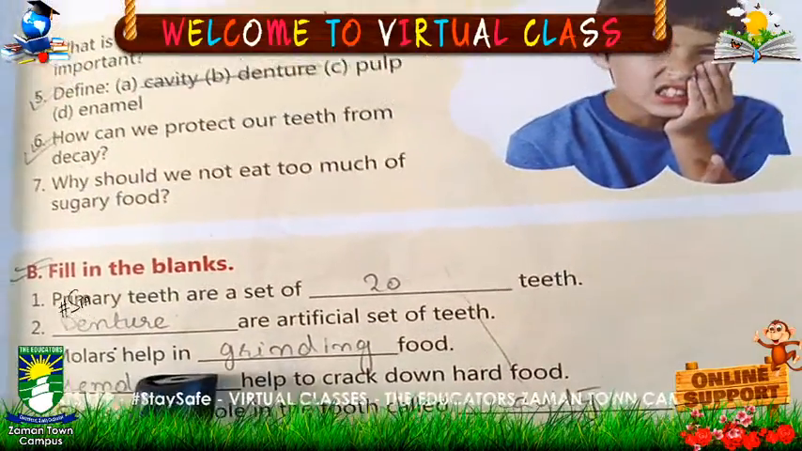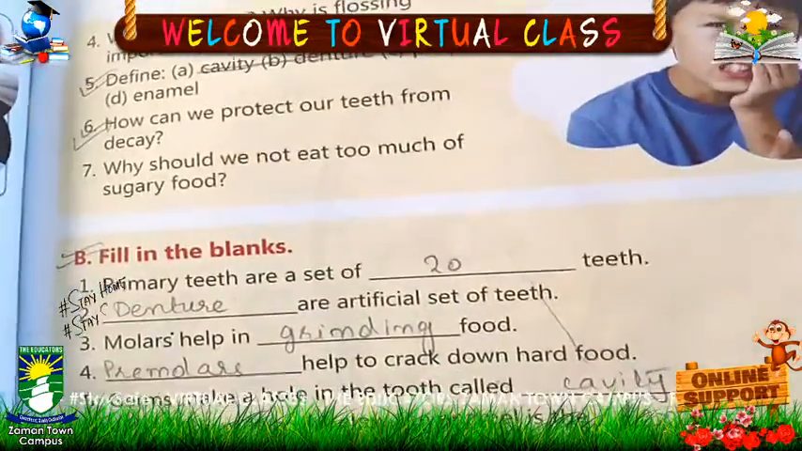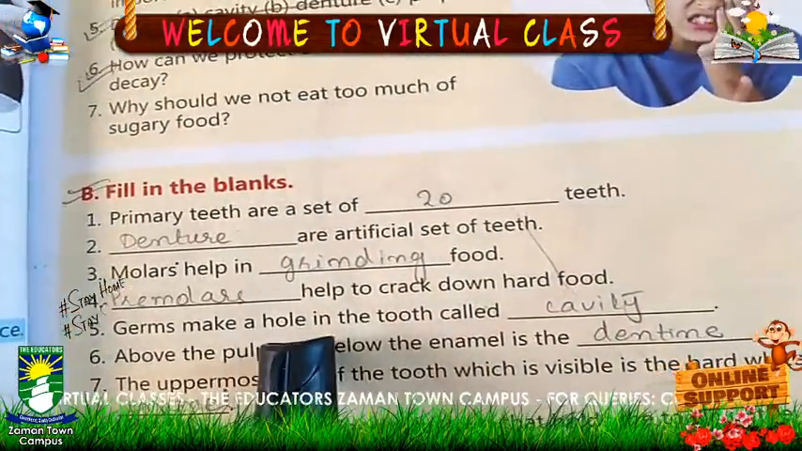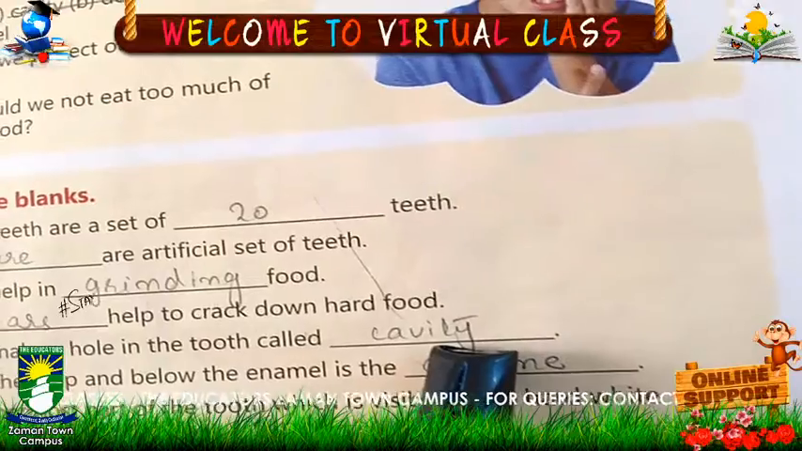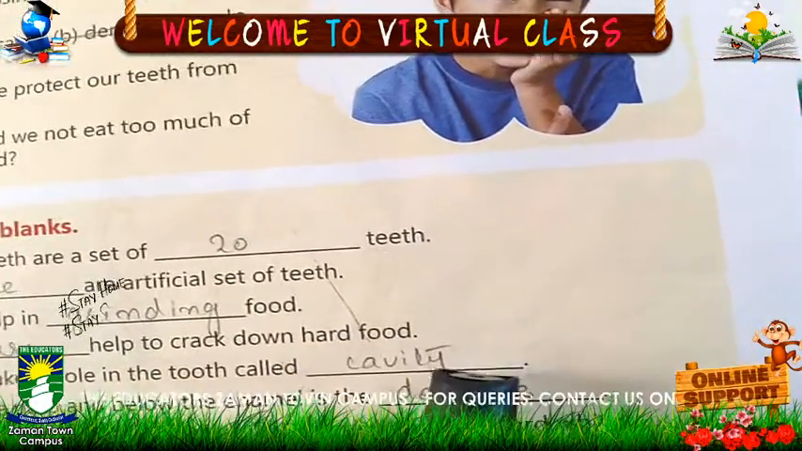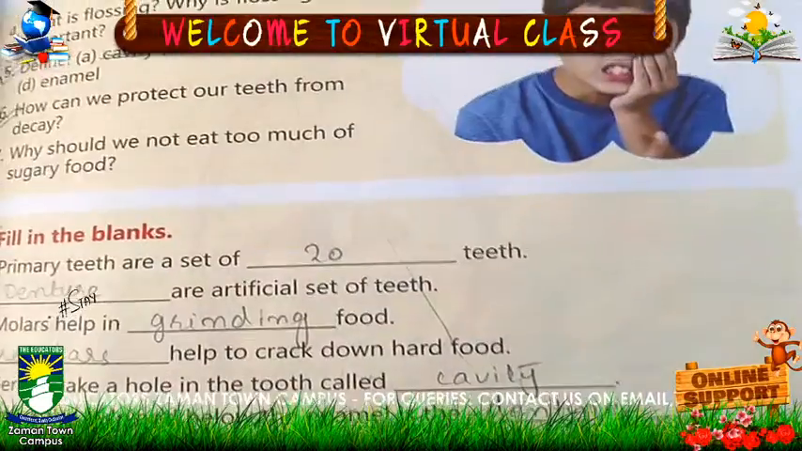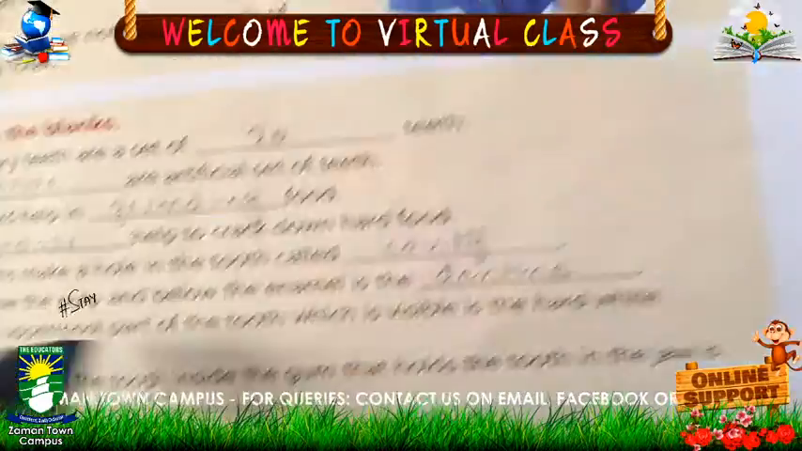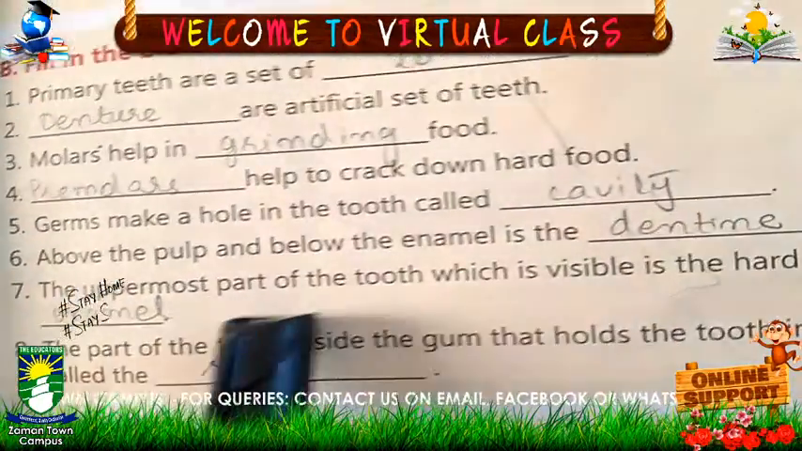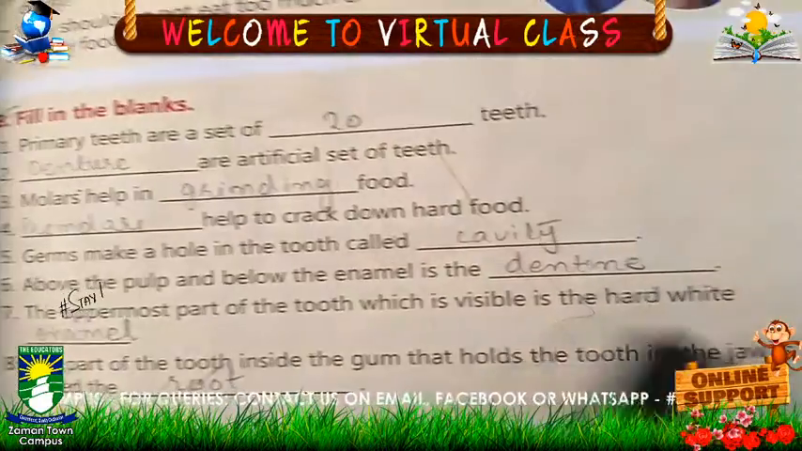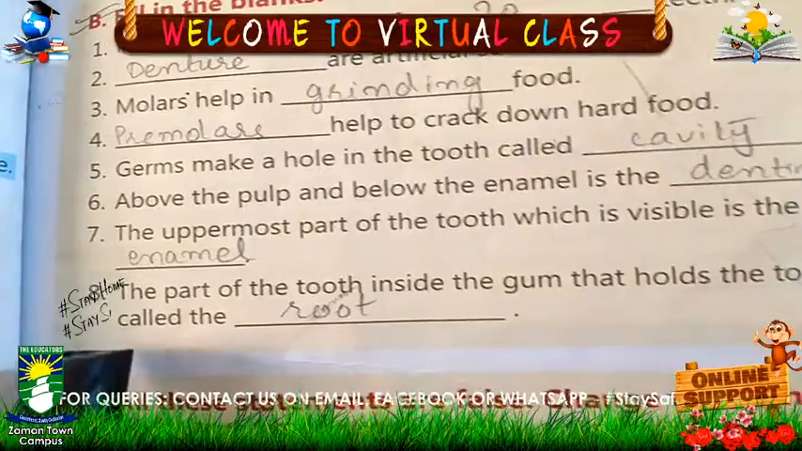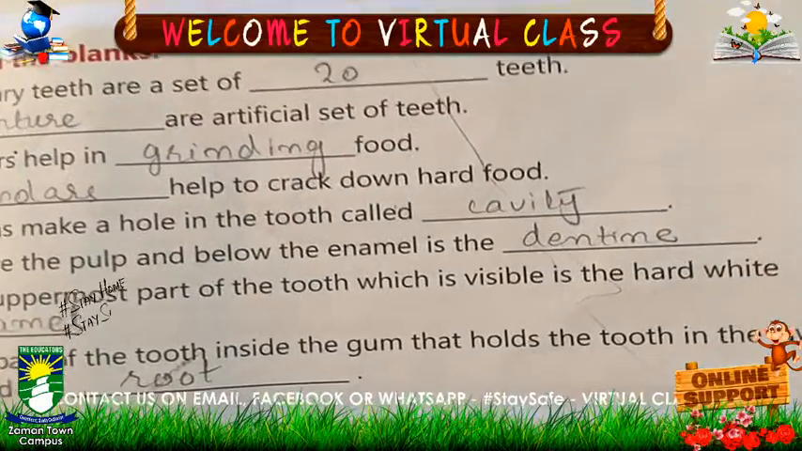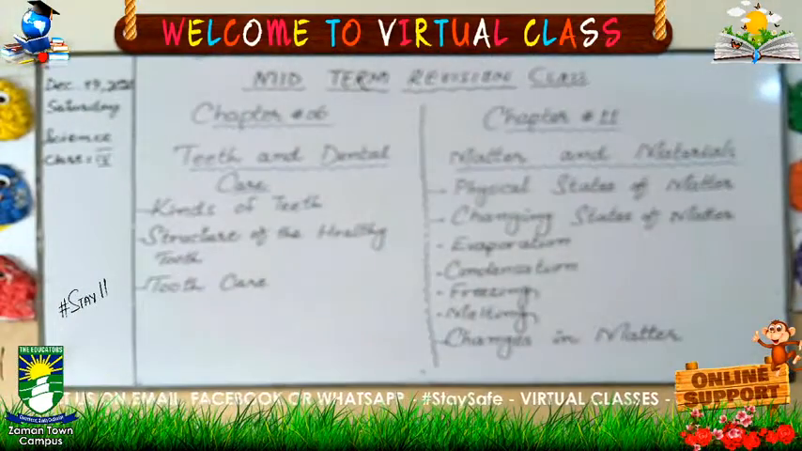Number 3: molars help in grinding food. Number 4: premolars help to crack hard food. Number 5: germs make a hole in the tooth called a cavity. Number 6: above the pulp and below the enamel, it is dentine. Number 7: the uppermost part of the tooth which is visible is the hard white enamel. Number 8: the part of the tooth inside the gums that holds the tooth in the jaw is called the root.